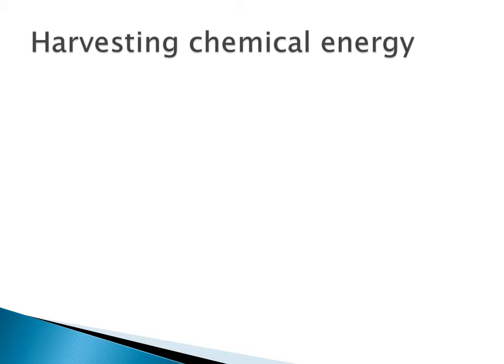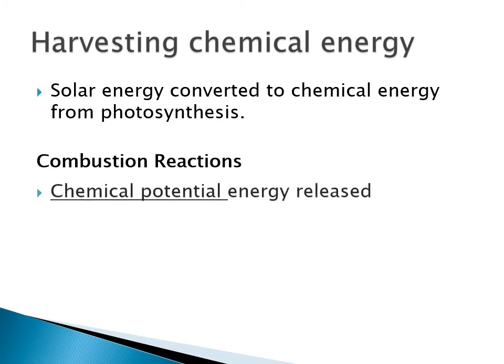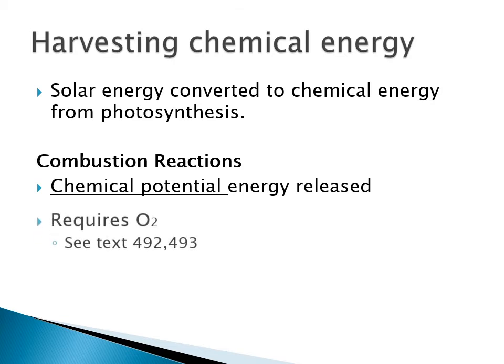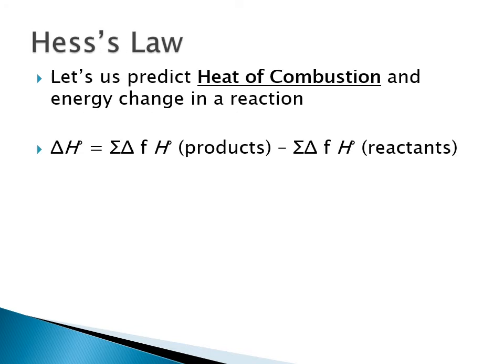So now that we've talked about the review of how we're getting all this energy, how do we actually harvest and use it? We're going to actually start putting some of the numbers into the solar energy and how do we actually get tangible energy numbers from all this coal and fossil fuels and everything else. And so it's going to come back to these combustion reactions and the chemical potential energy released that requires O2 or oxygen to occur. We are going to be using something called Hess's law, and this is going to be able to predict the heat of combustion and the energy change in a reaction.